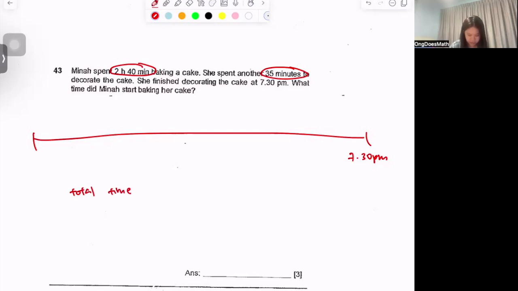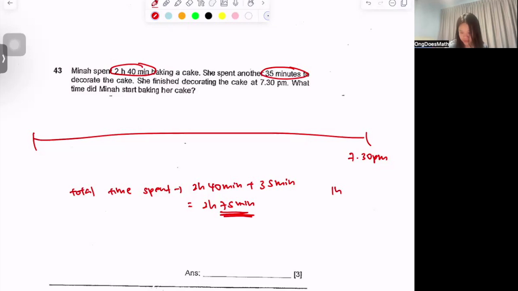Total time spent was 2 hours 40 minutes plus another 35 minutes, right? So this will give you 2 hours 75 minutes. But since this minute is larger than 60, and we know that 1 hour is 60 minutes, we can carry 1 over and make it 3 hours. Then we take 75 minus 60. So that should give you 15 minutes. So it's 3 hours, 15 minutes.